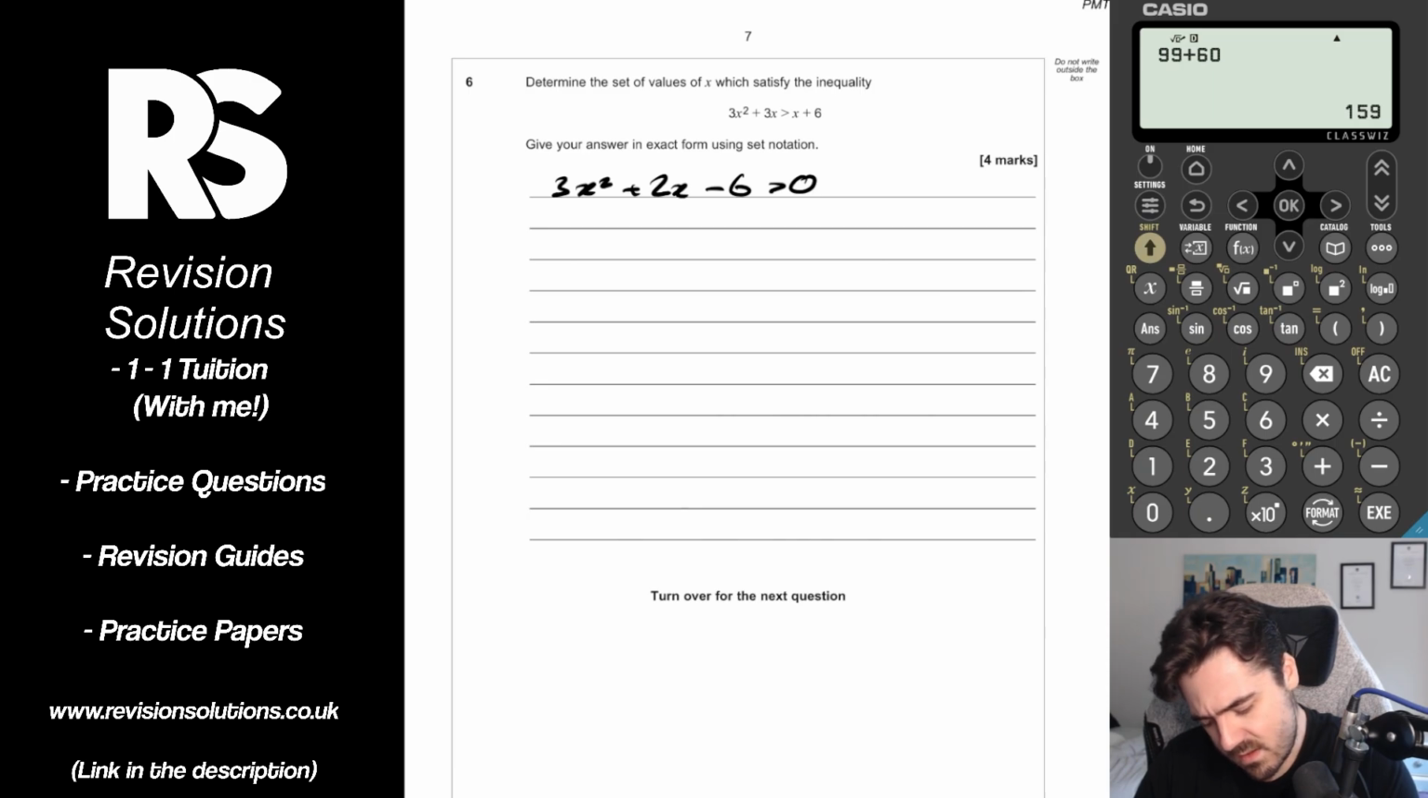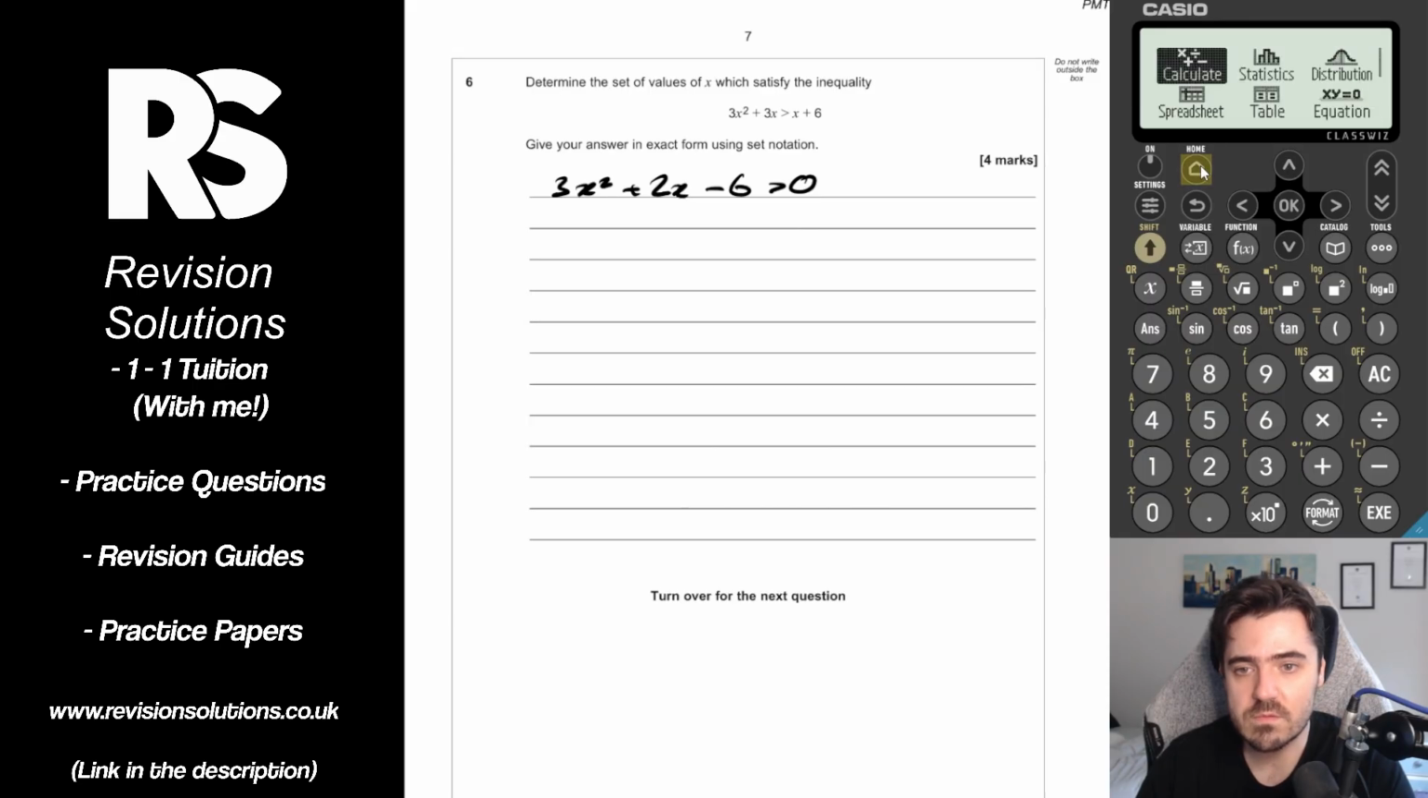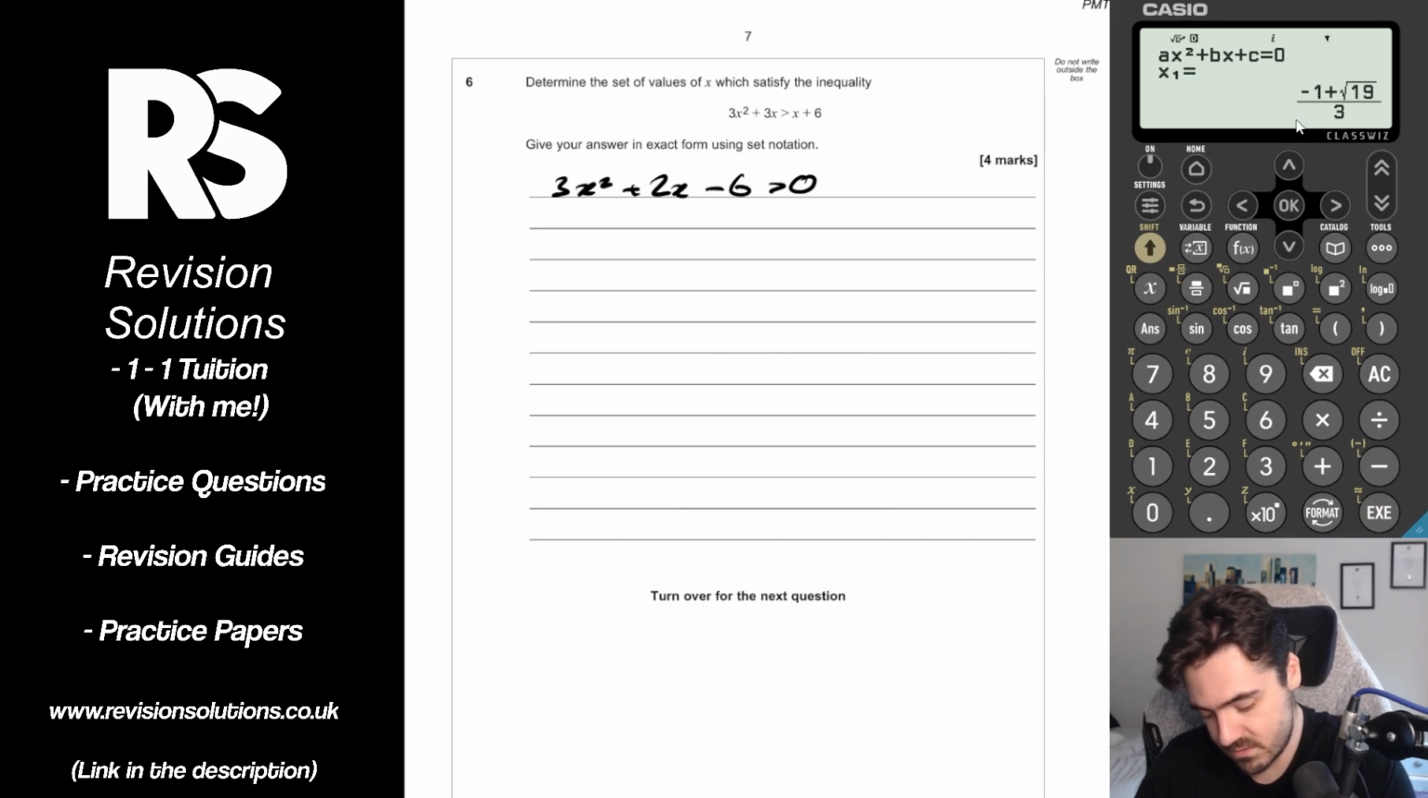And then I don't think that factorizes very nicely, so I'm going to use my calculator here, as I think the marks aren't coming from solving this quadratic, it's from solving the inequality. So let's take the easy option to find our roots. Go to polynomial solver, check the quadratic, let's type in our coefficients. So it's 3, 2, and minus 6. And yeah, the roots are horrible, so that was a good decision.